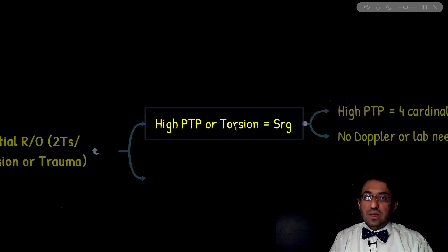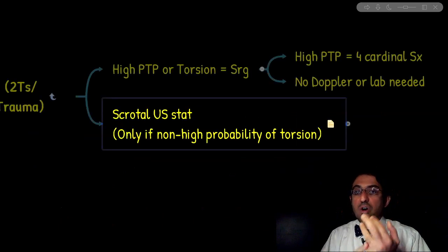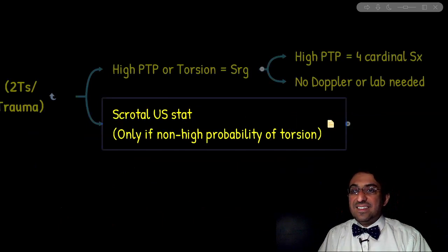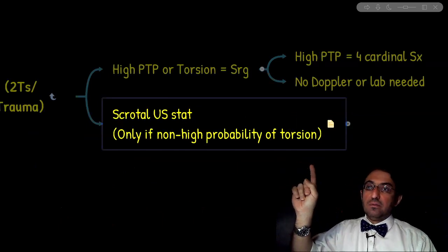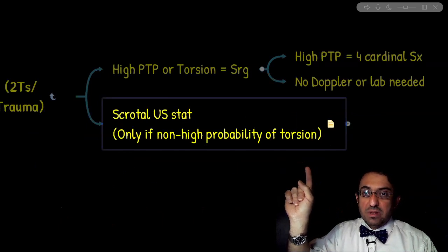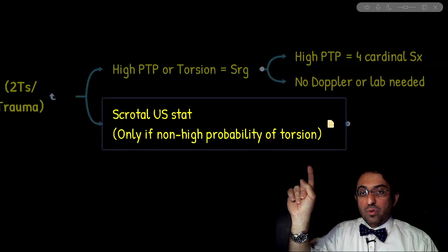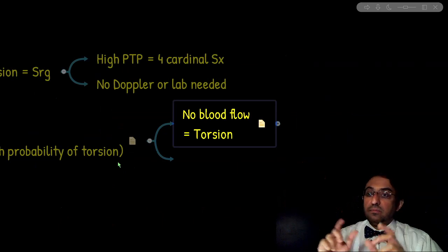Now, if any of these symptoms are present, but not all four of them, in other words, we are not dealing with a very high pretest probability but with a low or moderate pretest probability, what is the next step? Stat Doppler ultrasound of the scrotum. Again, we do this investigation only if we are not dealing with high probability, that is, not all four of the cardinal symptoms are present at once. What is the finding in this situation? Absence of blood flow.